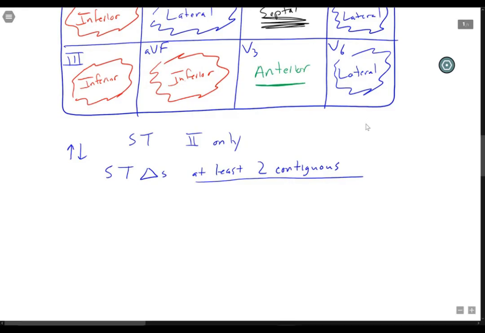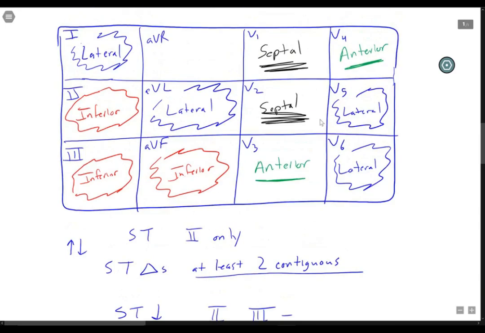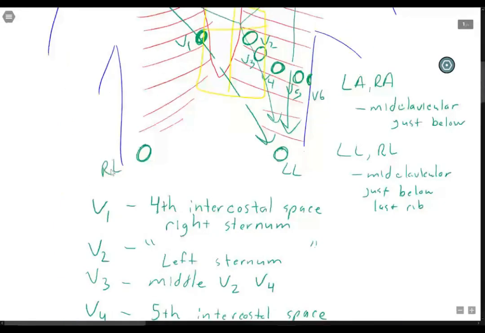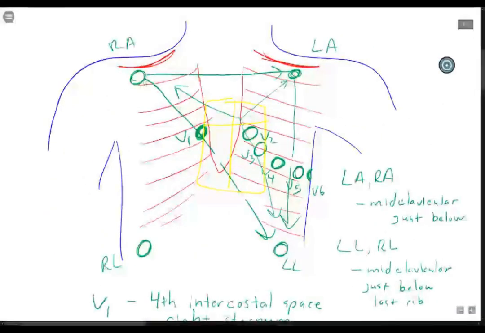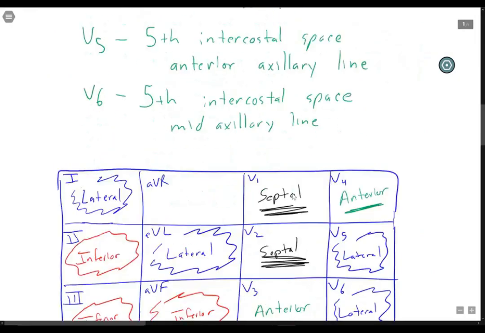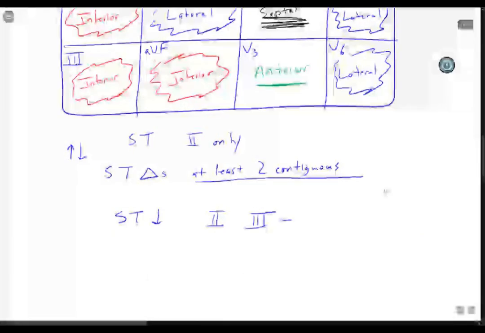So I'll just write these out for you then. If we were looking at ST depression, if we saw it in, say, leads 2 and 3, what area of the heart is ischemic? Well, here's lead 2, here's lead 3. They're looking at the inferior portion of the heart. We can go up to our picture and see that lead 2 is right here, going toward the left leg. Lead 3 is here, going toward the left leg. They're looking at the inferior portion of the heart, and so we know that the inferior portion is ischemic.